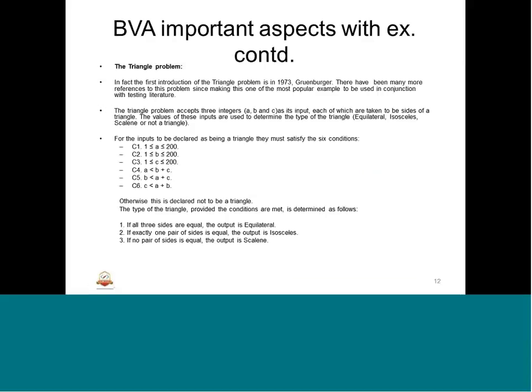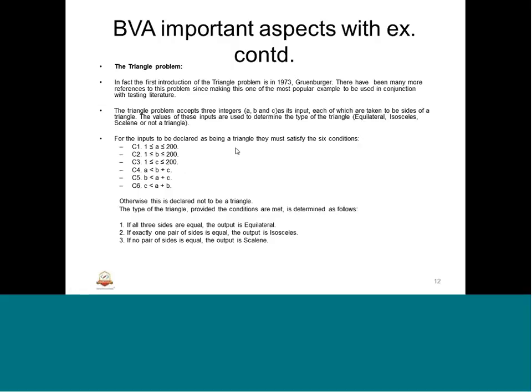One more is there, which is a bit tricky. It's called the triangle problem. I'll just go through it simplistically so that this can also be considered. In fact, the triangle problem was first introduced in 1973 by Gruenberger. There have been many more references to this problem as well, making it one of the most popular examples used in testing literature.